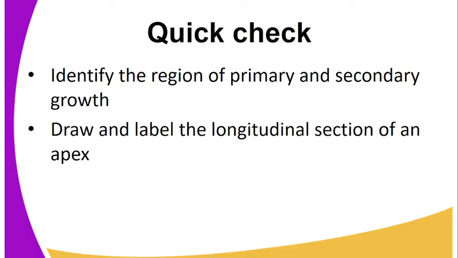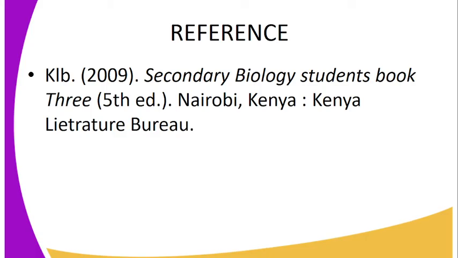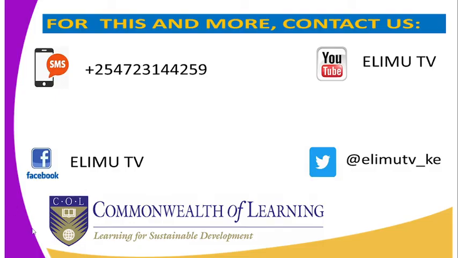So I have an assignment for you. Number 1, identify the region of primary and secondary growth. Number 2, draw and label the longitudinal section of an apex. For reference, you can study Secondary Biology Student Book 3.